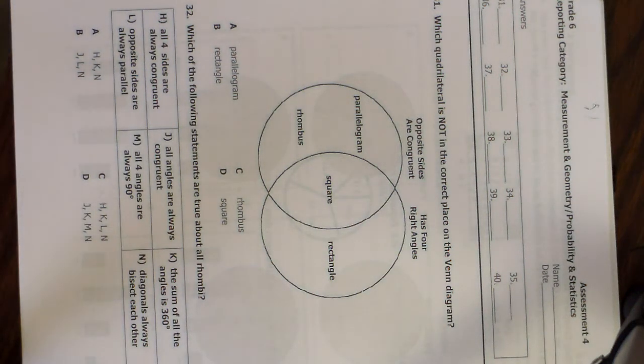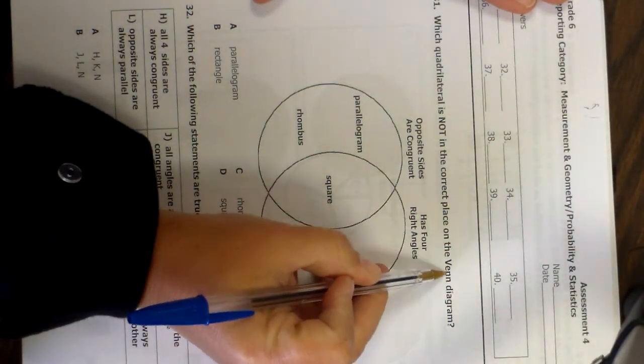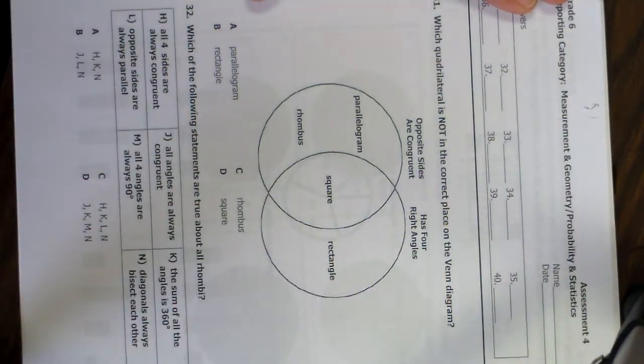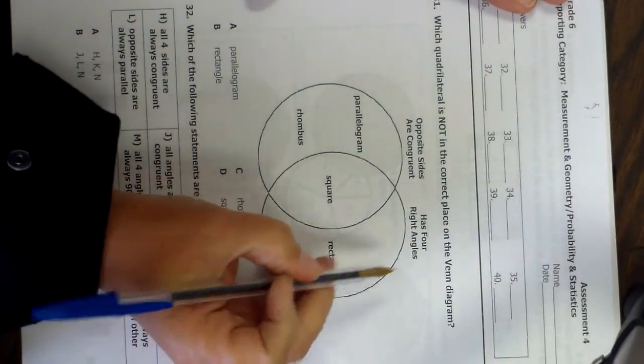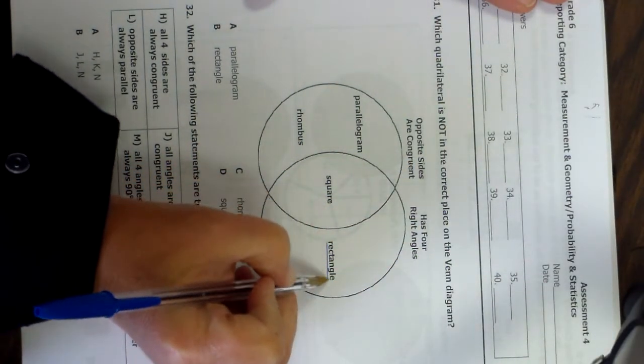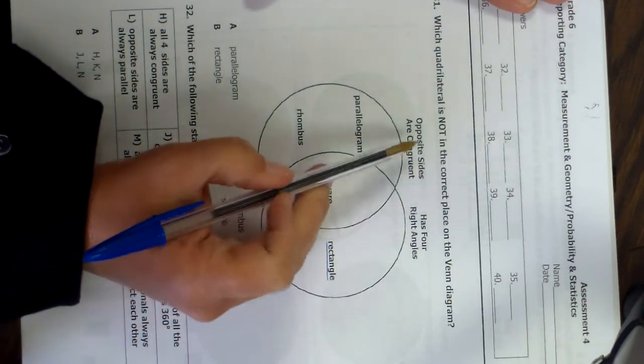All right. Assessment 4. Looking at number 31. Which quadrilateral is not in the correct place on the Venn diagram? Opposite sides are congruent, has 4 right angles. Well, what are the two things that have 4 right angles? A rectangle has 4 right angles, and a square has 4 right angles.